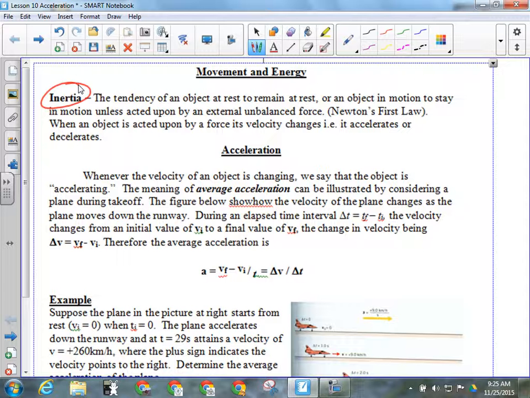Now, if I want to speed up, then I have to apply energy, and I've got to apply a force. That's what we're going to be dealing with. We're going to be dealing with the situations where there is a force being applied, it's not balanced, and it's making the velocity of an object change.